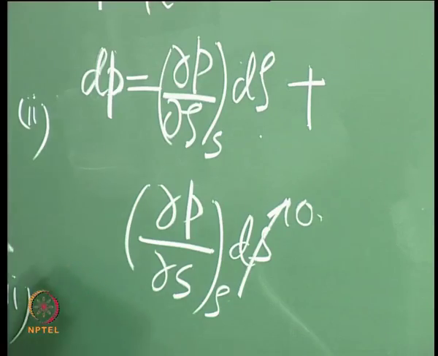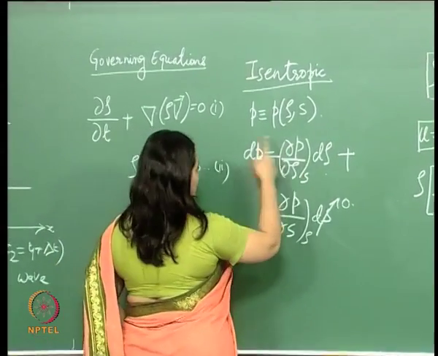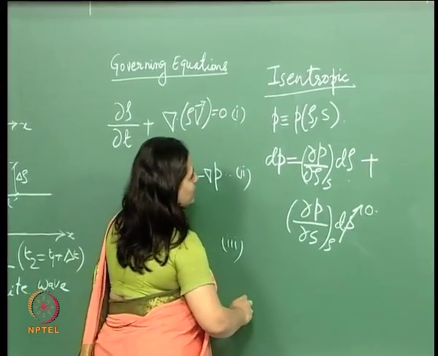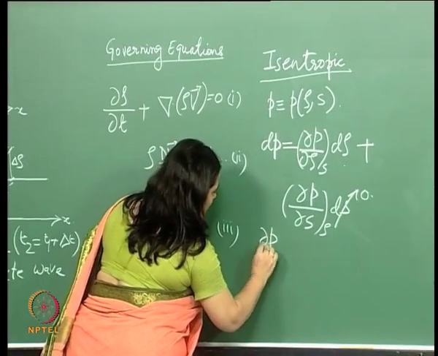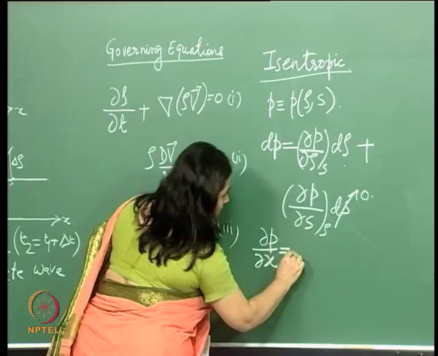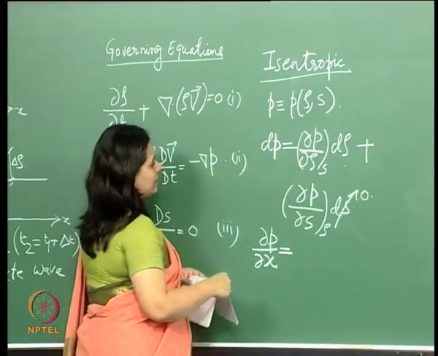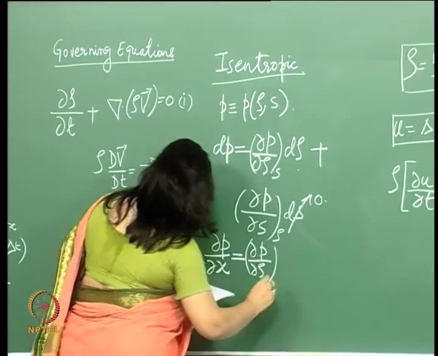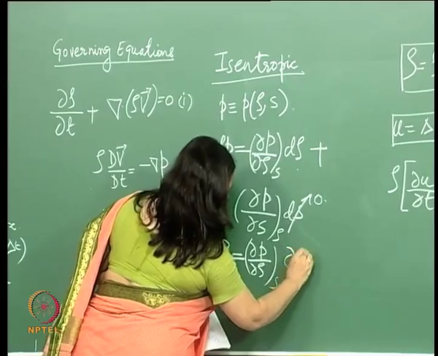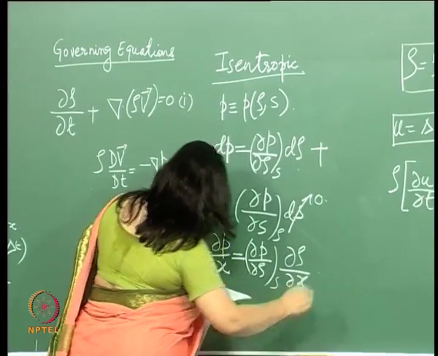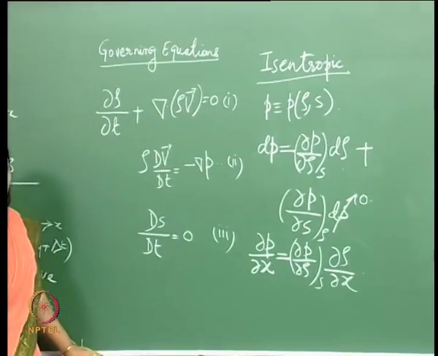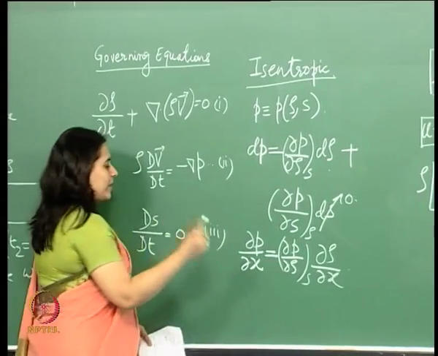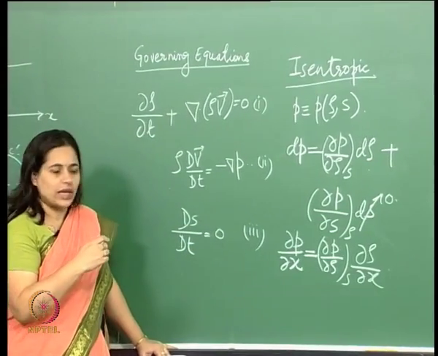Okay. So let us write the change of this pressure in the x direction. So del p del x I can write as del p del rho at constant entropy into del rho del x. So this is something that I get from here. So I find out the change in pressure in the x direction, right.